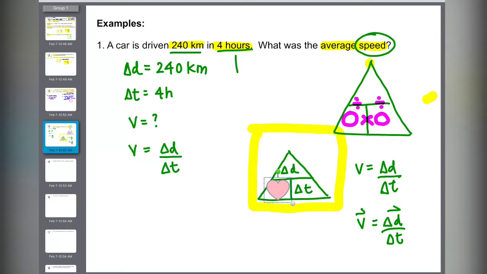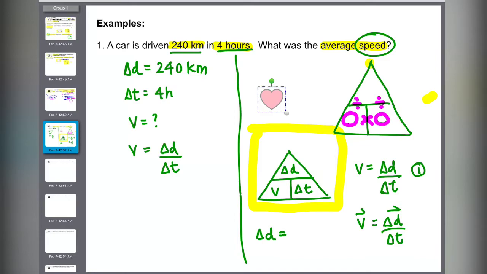So on the side here, we can just complete the rest of it. This is my first form, right? V is D over T. How about if the question is looking for delta D? If I'm looking for delta D, I'm going to start with the magic triangle again. I take my hand and I cover up the one that I'm looking for. Do you see V is beside T? So that means if I look for distance, it's speed times time.